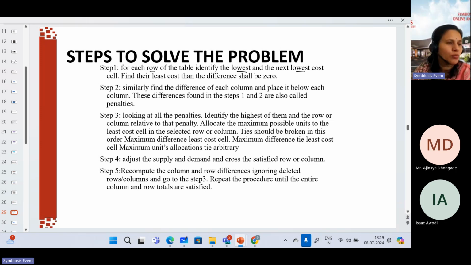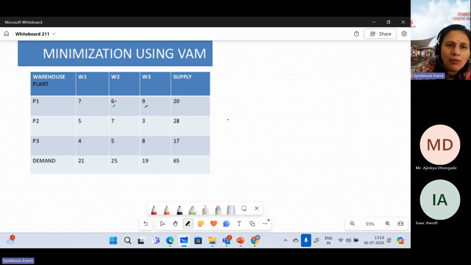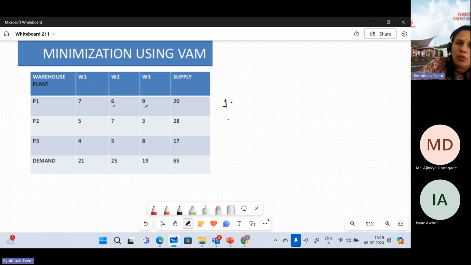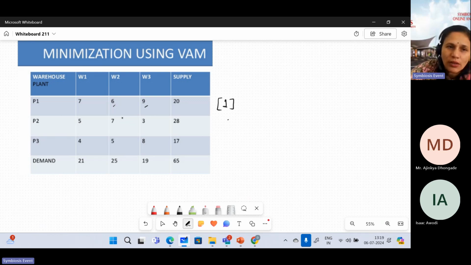So the lowest and the next lowest. Let's find here. The minimum value is 6. Next figure is 7. So the difference between these two is 1. So penalties I'm writing in this square. Why? Just to get clarity, just to have a differentiation with other values. And the second one, minimum is 3, next one is 5. So the penalty is 2.